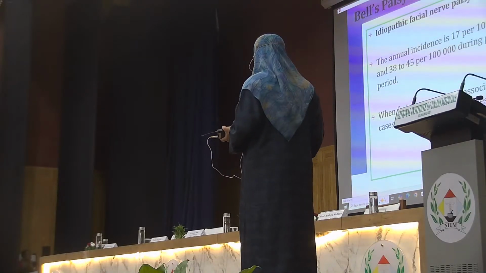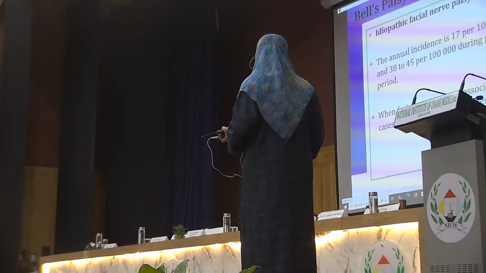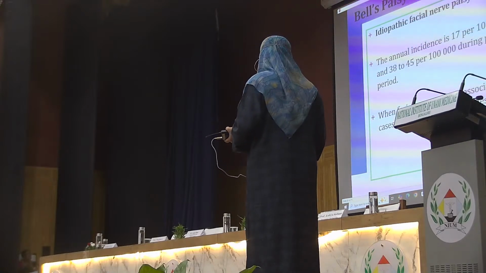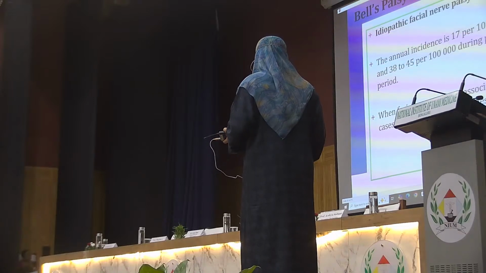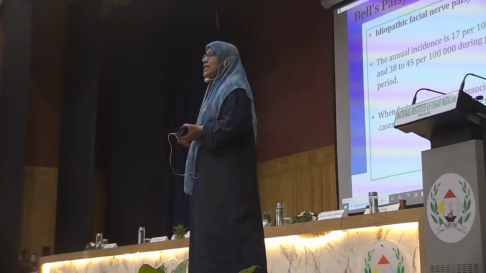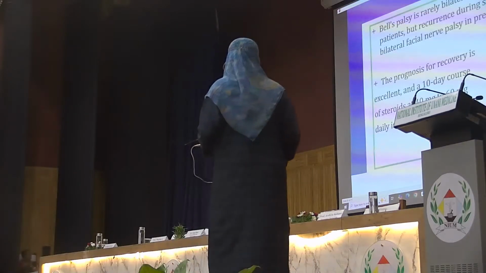First, Bell's palsy. Idiopathic facial nerve palsy can occur during pregnancy, and the annual incidence is 17 per 1 lakh in women. When facial nerve palsy is associated with pregnancy, 75% of cases are seen in the third trimester. That means Bell's palsy is more common in the third trimester.